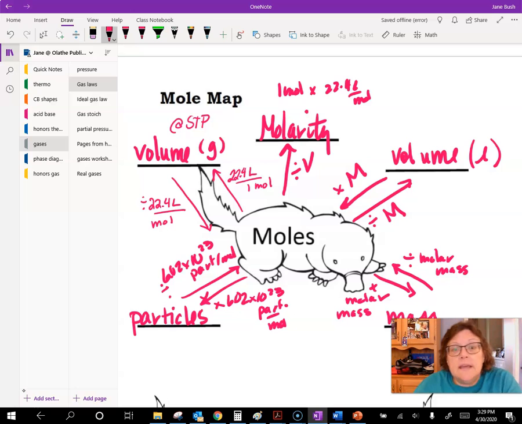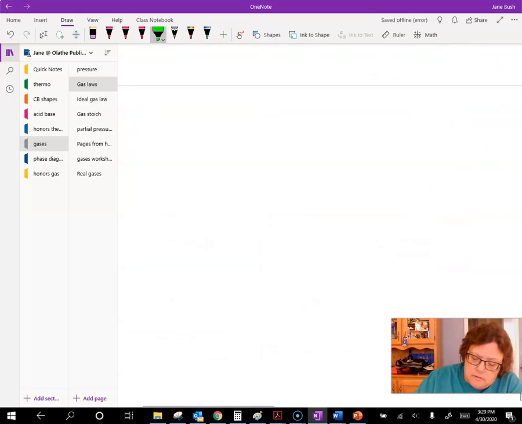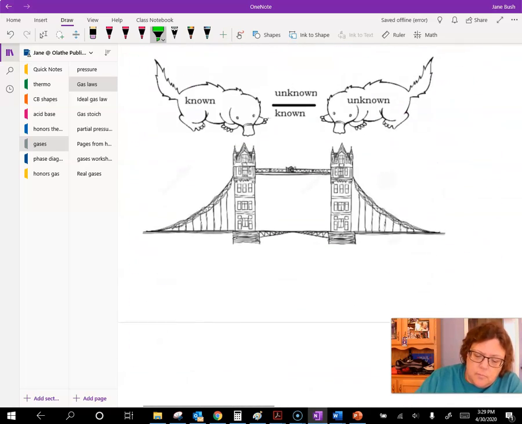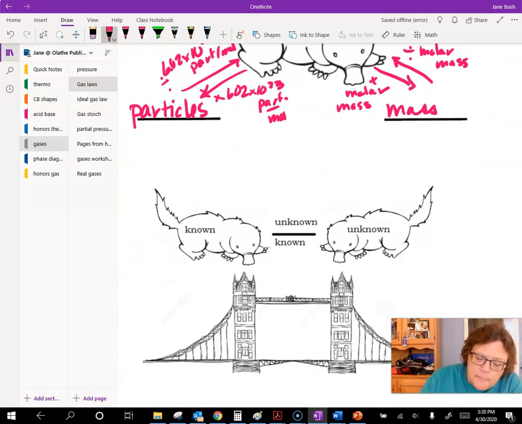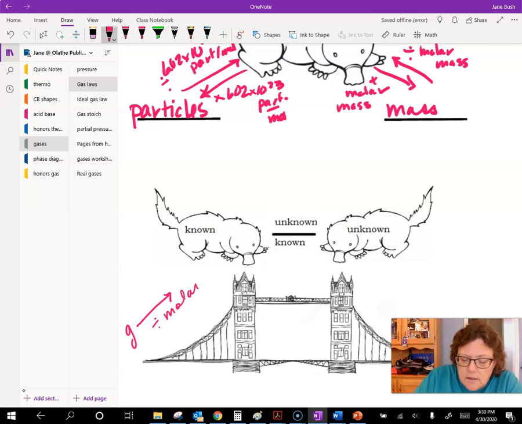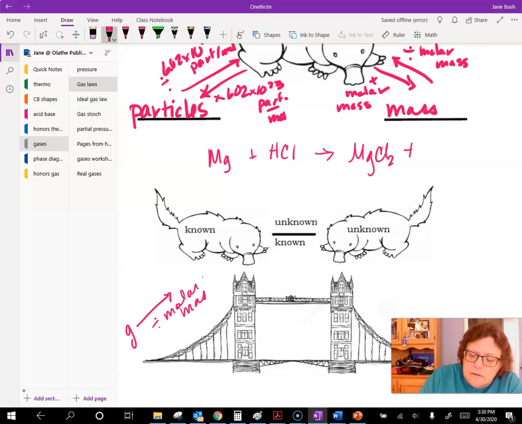Okay, so let's say we're doing a lab. Do I not have the mole map, mole bridge? Guess not. So let's say we change grams to moles by dividing by molar mass. So we're doing a lab with magnesium ribbon and hydrochloric acid. The first thing you would do is, if we know that we have 10 grams of magnesium, you would change that to moles.